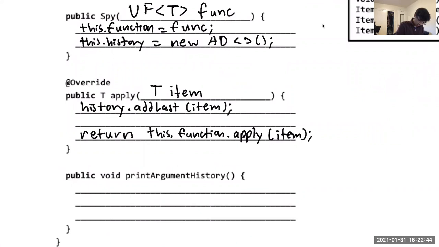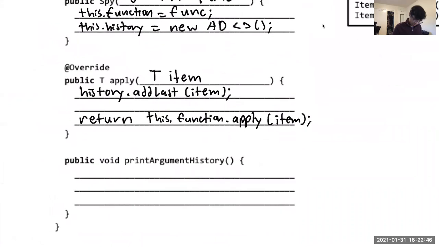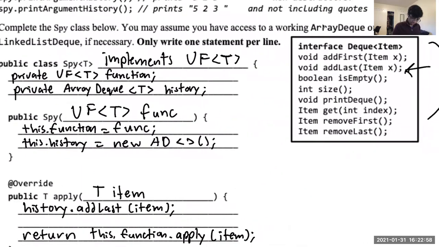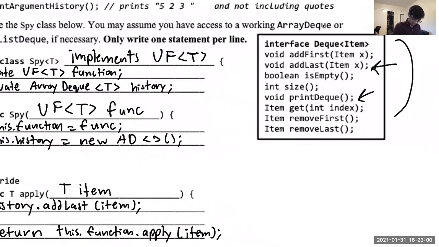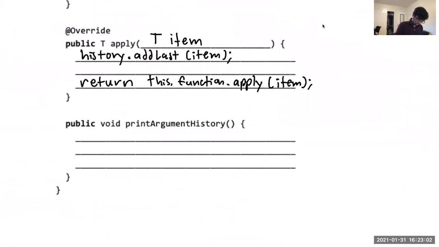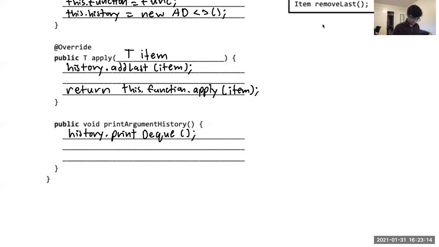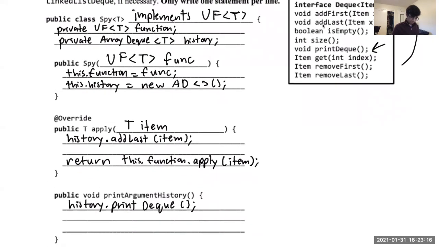And then finally, since now we know that whenever we call apply, we're going to for sure add our item to the history, all we need to do is print out that deck, right? The history deck. And so we have a very handy method for that, which is given to us right here, print deck. So all we need to do here is say history dot print deck. And since that's going to take care of all the printing for us, this should be our full solution, right?